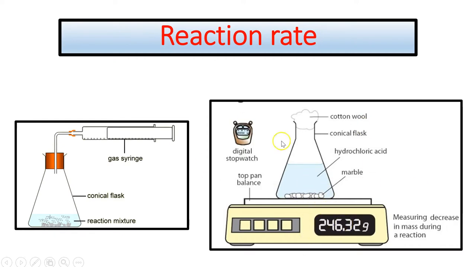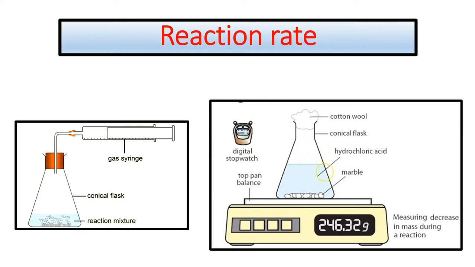Now let's see what's happening in this question over here. Here you can see I have some marble chips. They told me this is marble chips and I've got hydrochloric acid. So this is a reaction between calcium carbonate, which is marble chips, and that will result at the end of the day in CO2 gas that is being given off in this reaction. So now what I'm going to look at in this reaction is why is the mass going to decrease? Any idea?